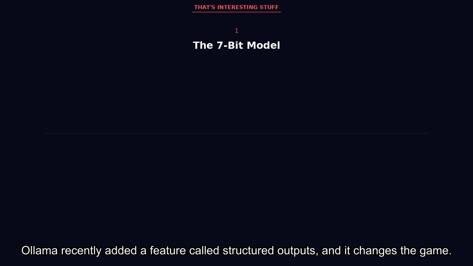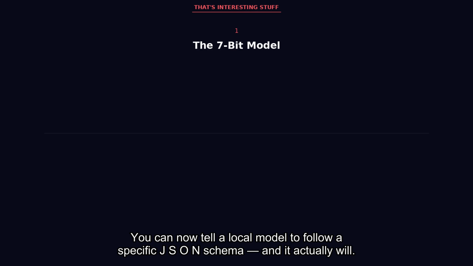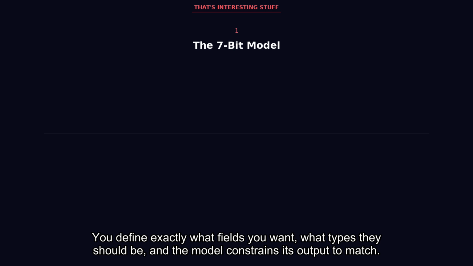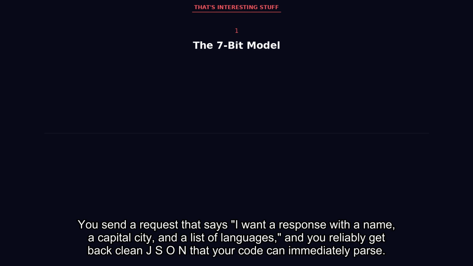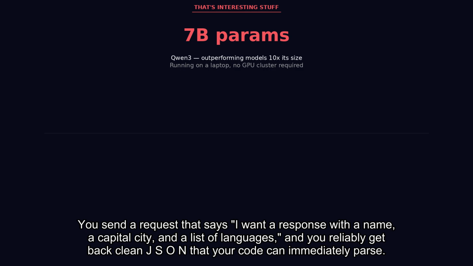Ollama recently added a feature called structured outputs, and it changes the game. You can now tell a local model to follow a specific JSON schema, and it actually will. You define exactly what fields you want, what types they should be, and the model constrains its output to match. The Python library supports it through Pydantic. The JavaScript library has been updated, and you can even use it with a raw curl command. You send a request that says, "I want a response with a name, a capital city, and a list of languages," and you reliably get back clean JSON that your code can immediately parse.